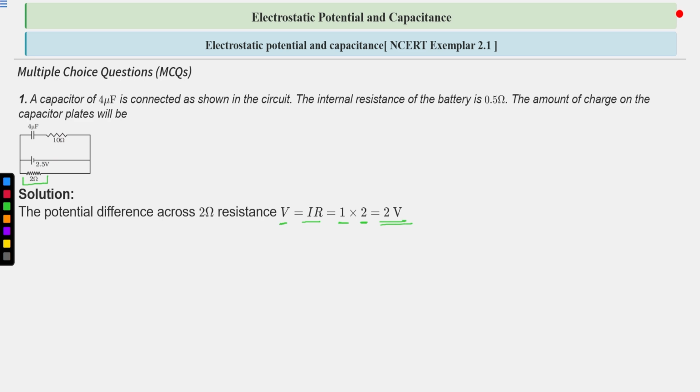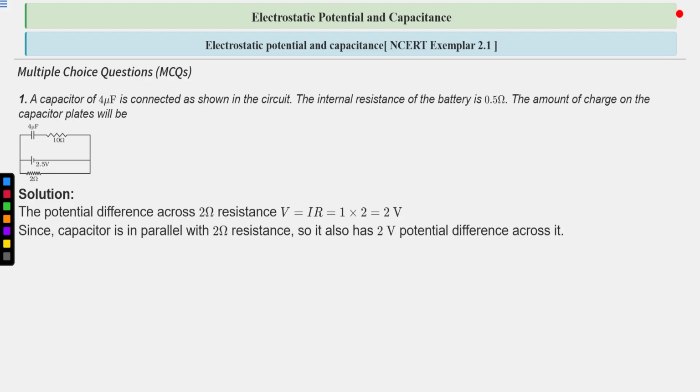Okay, so if potential difference across this 2 ohm resistance is 2 volt, it means all the branches are parallel. So potential difference across all the branches will be 2 volt. But this battery is of voltage 2.5 volt. Why is the potential difference across this battery 2 volt also? Because there is internal resistance of the battery, due to which there is some potential drop across the battery also, and it reduces 0.5 volt across the battery, and net potential across the battery is 2 volt.